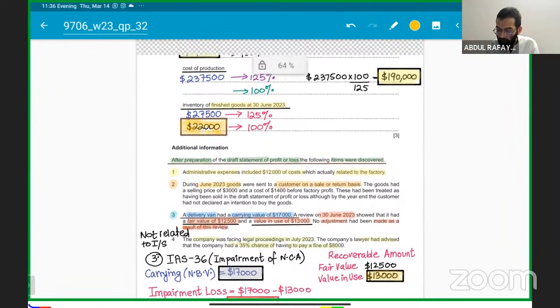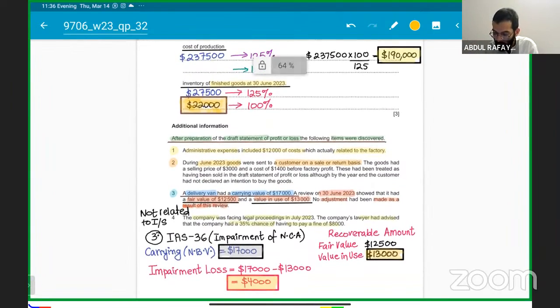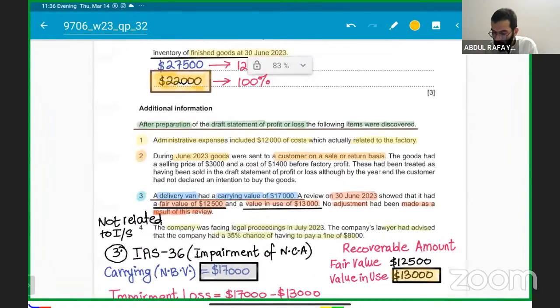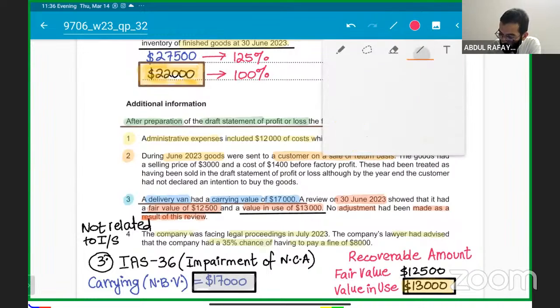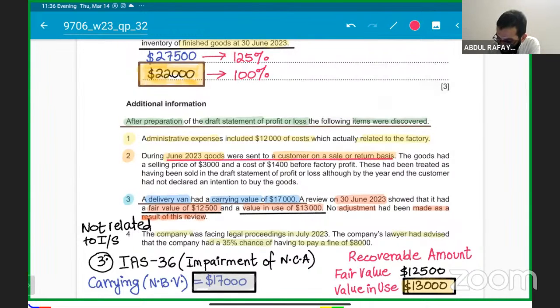During June 2023, at the end of the year, goods were sent to a customer on the sale or return basis. So what is sale or return basis? पहले हमें ये understand करना पड़ेगा.